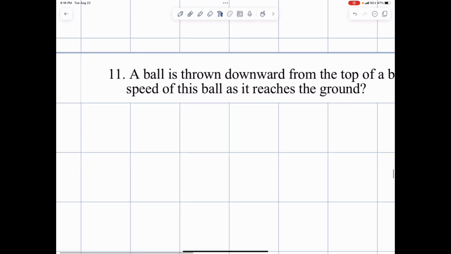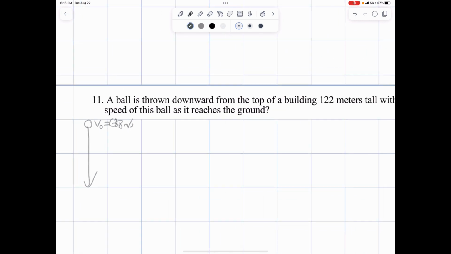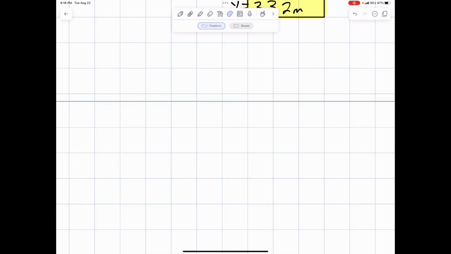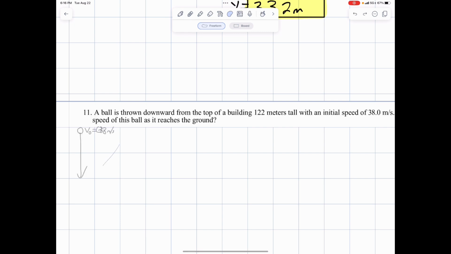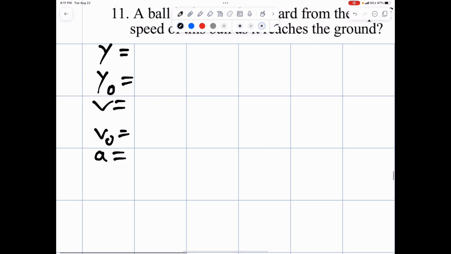Now keep in mind, it's starting with a ball that's being thrown downward. That means the initial velocity is going to be negative 38 meters per second. You have to account for that negative right there. So let me go ahead and make my list. We're going to have y naught, v naught, a and t.